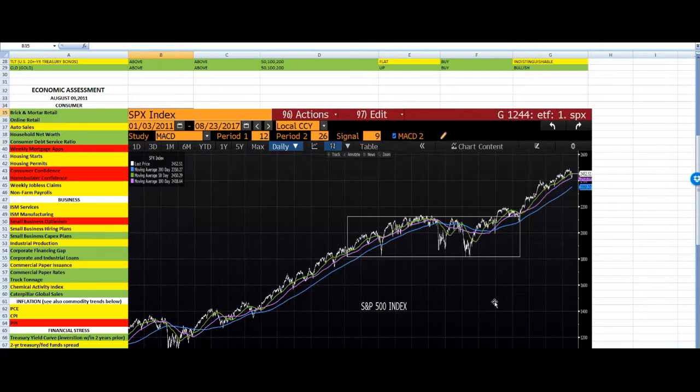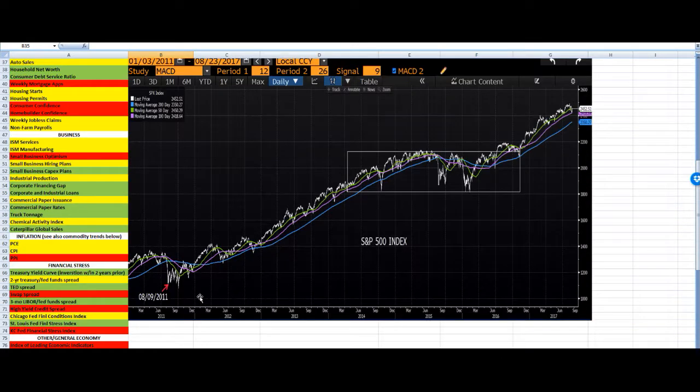How about 2011? So we came out of that, and here we are after just a horrendous recession and bear market, a 10% correction, 10+% in 2011.